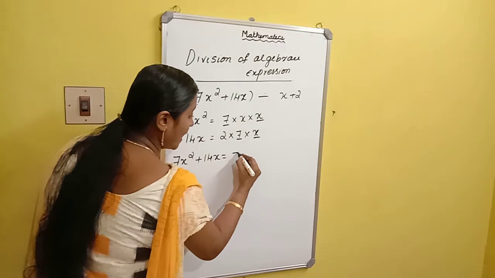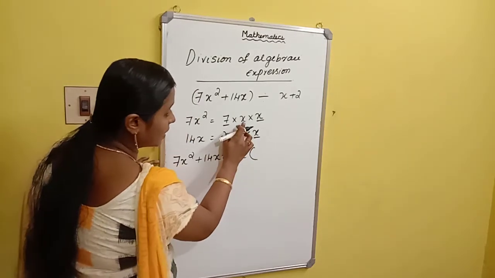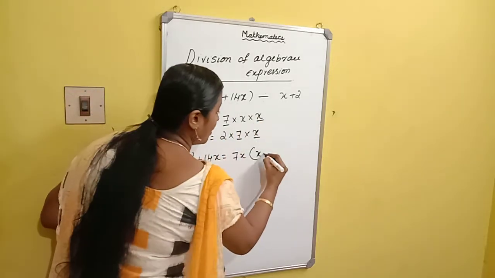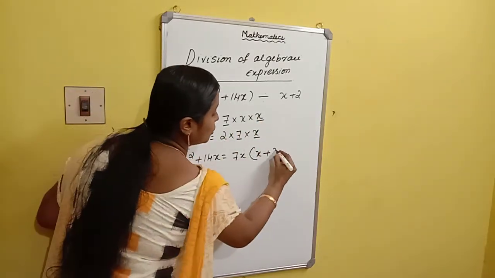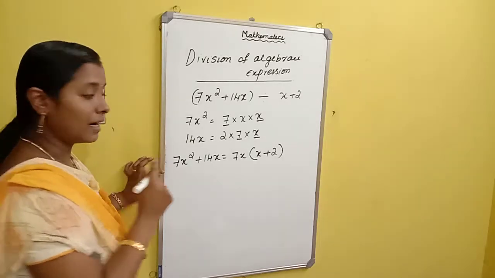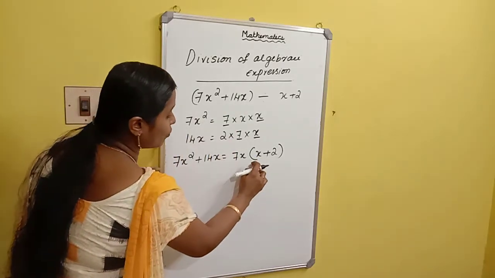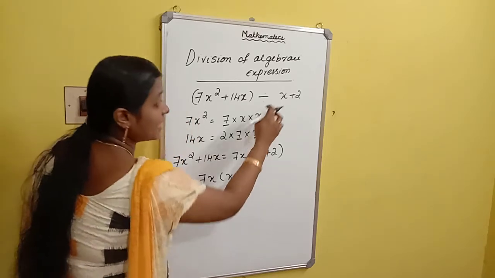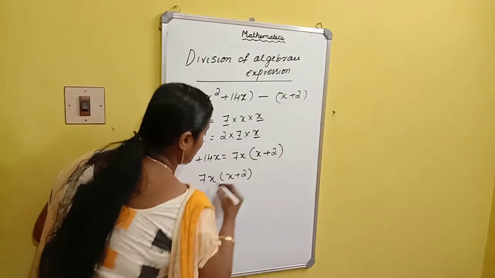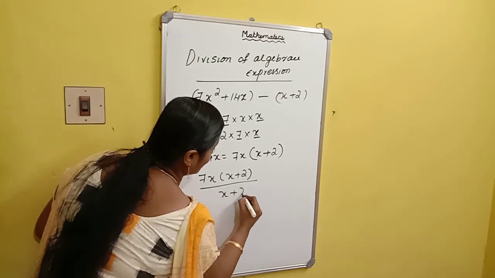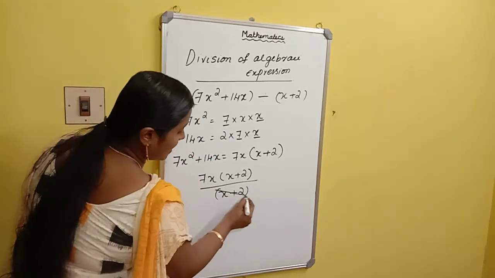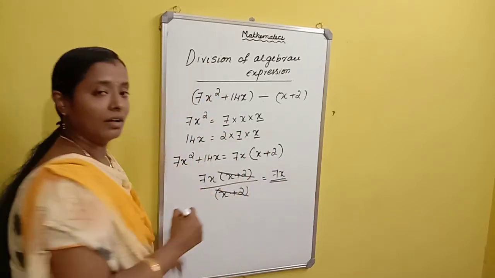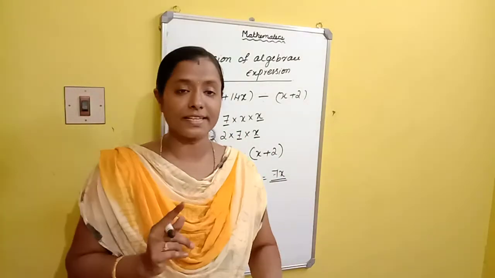So, we take outside 7x. The remaining term is, here it is x and here operation is plus and here it is 2. Clear? So, this will simplify to what? 7x into x plus 2 divided by x plus 2. Yes, x plus 2. Then you can cancel x plus 2, we get 7x. Clear? So, this is the procedure.